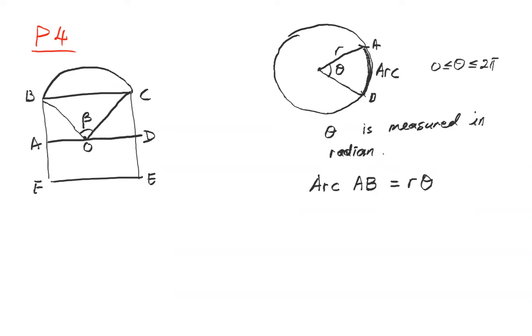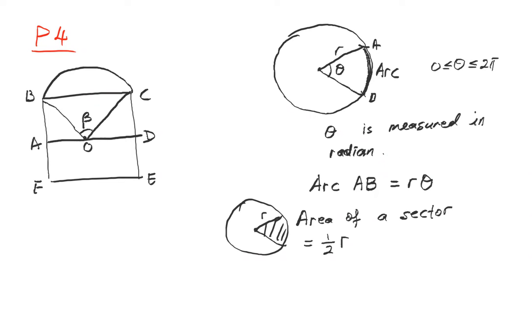Okay. Then, if you want to talk about the area of a sector, do you know what is area of a sector? That means this is the circle. This is called the sector. Okay, so the formula is, this is the radius, half r squared theta. Everything measured in radian, you use this formula. So throw away all your pi r squared, those kinds of things.